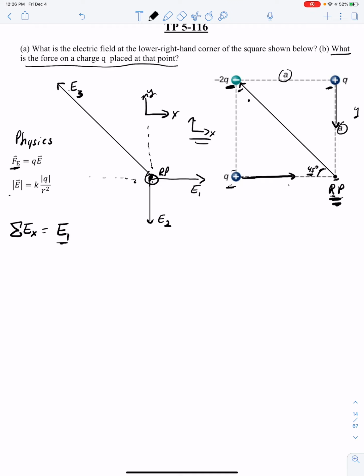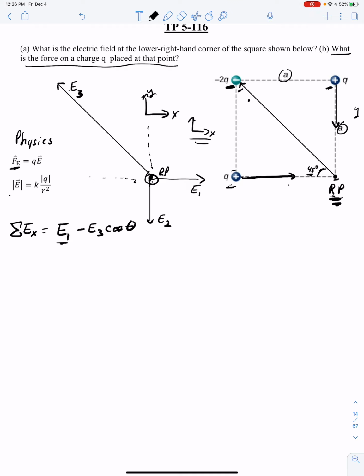But when it comes to E3, electric field 3, it is being affected in the negative direction of my X coordinate. So E3 cosine theta, to get the trigonometric component in the X direction for E3. Those are the only electric fields acting in the x direction.